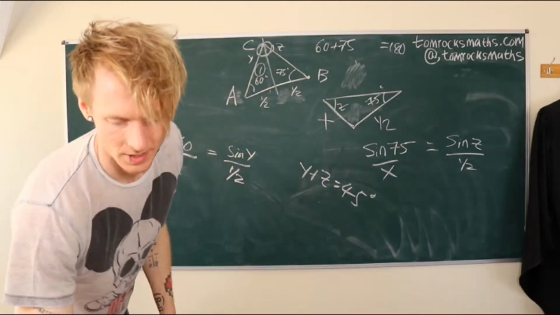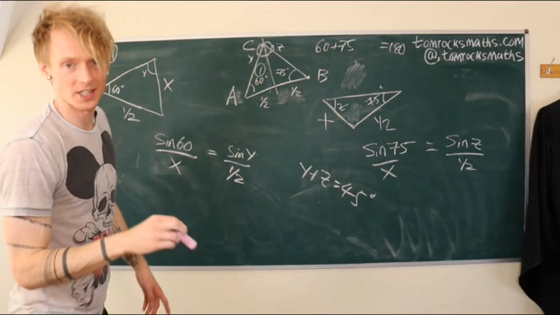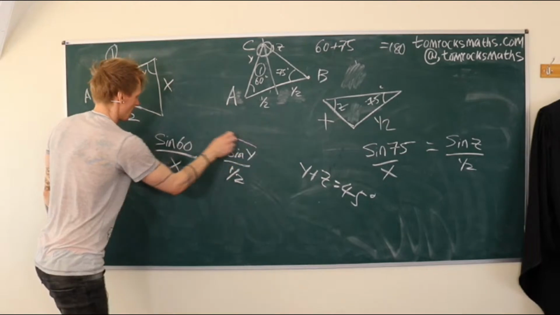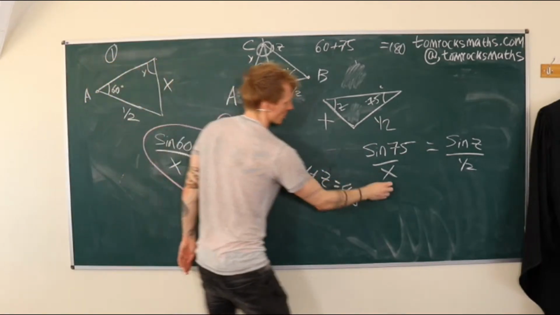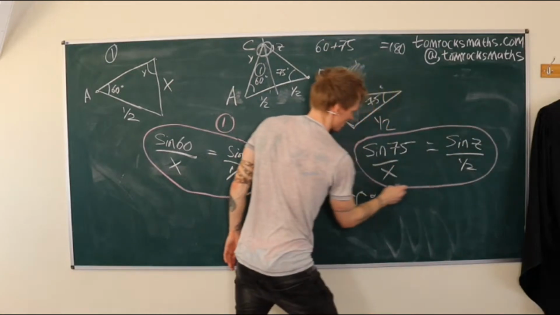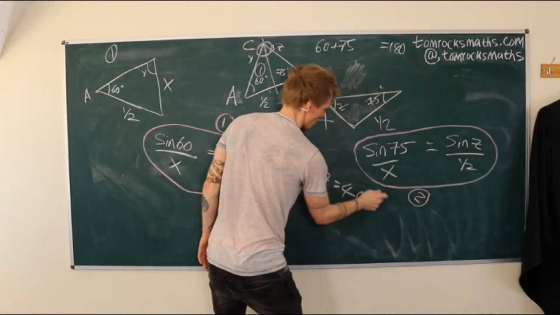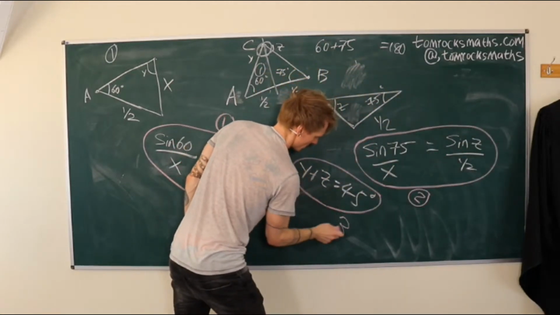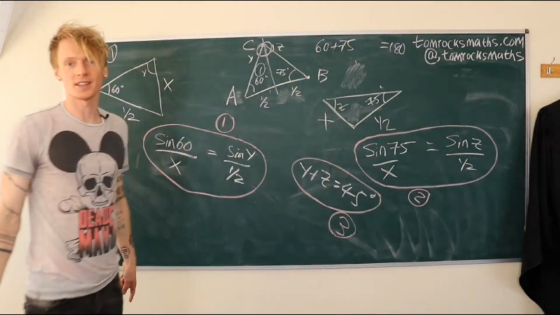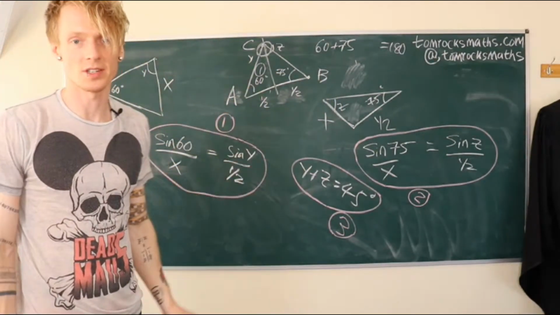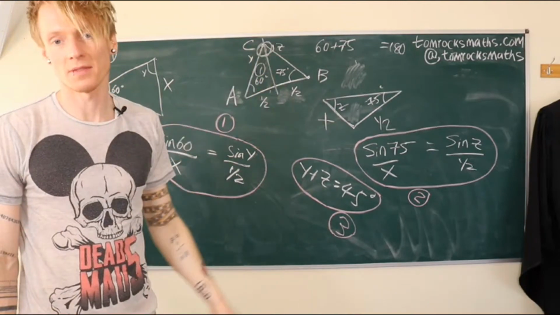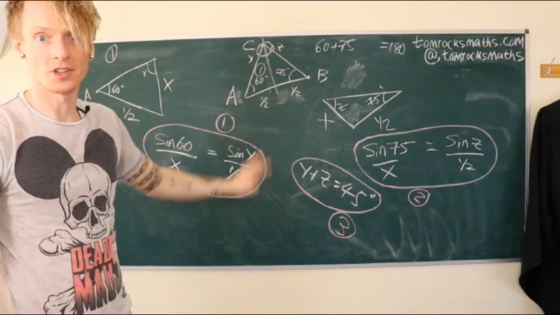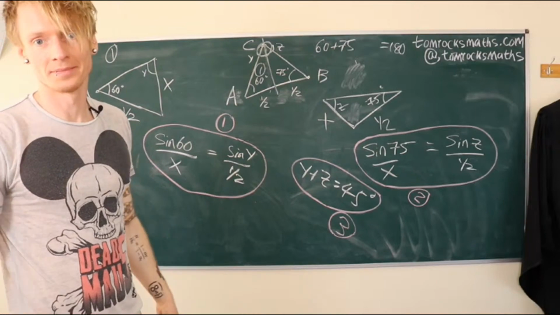So I'm not going to do the algebra because I don't have a calculator. Equation 1. Equation 2. Equation 3. Solve those simultaneously. It's got three simultaneous equations. Plug the numbers in a calculator for sine 60, sine 75. Solve it, and you'll get x and y and z as well.